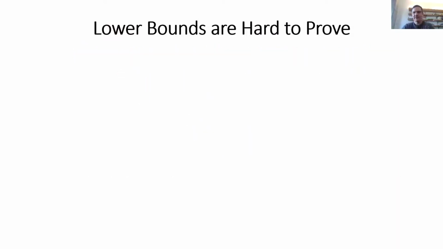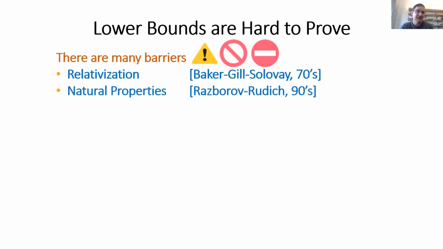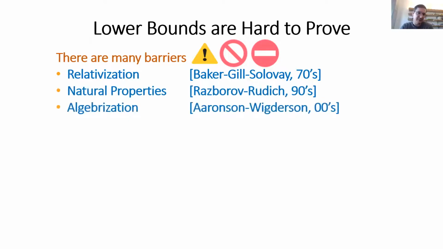So this talk will be about the problem of proving complexity lower bounds. And probably the one fact we know very well about lower bounds is that they are hard to prove. We don't know a great deal of them, but we know they're going to be hard. And the reason is that there are many barriers. Just to give the three most prominent barriers discussed in the literature, there's relativization, there's natural properties, and there's algebraization. Okay, there are others, but these are the most commonly known ones.